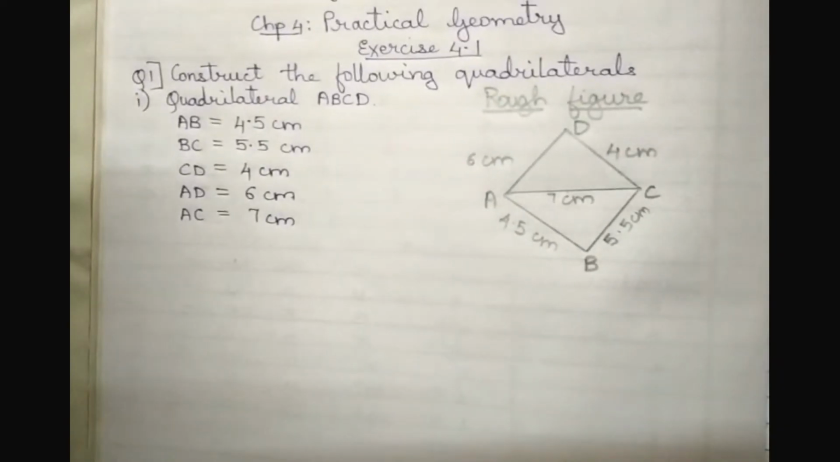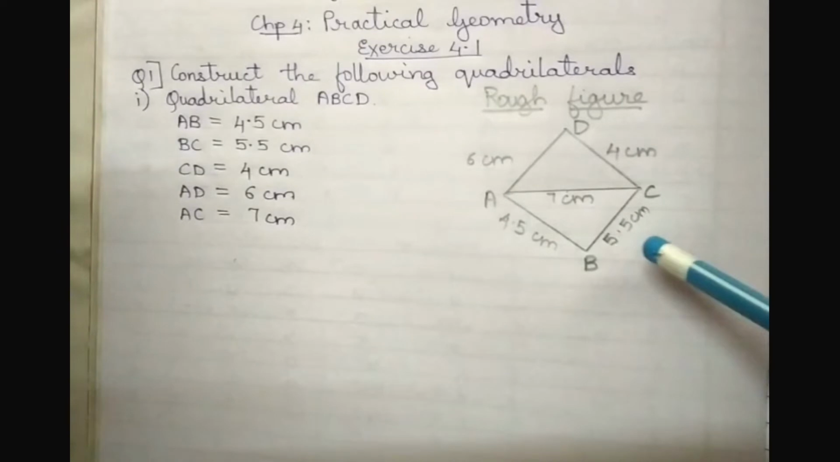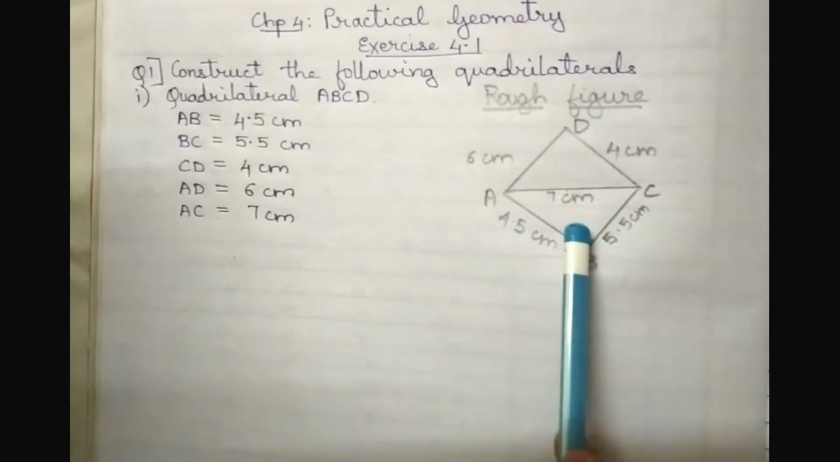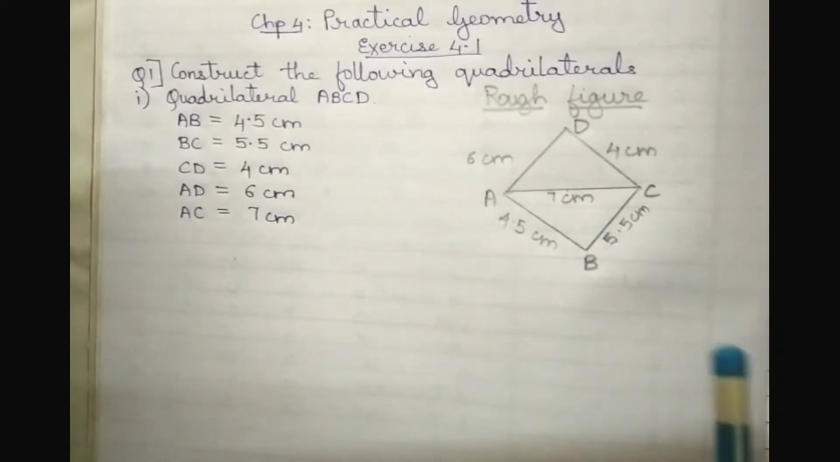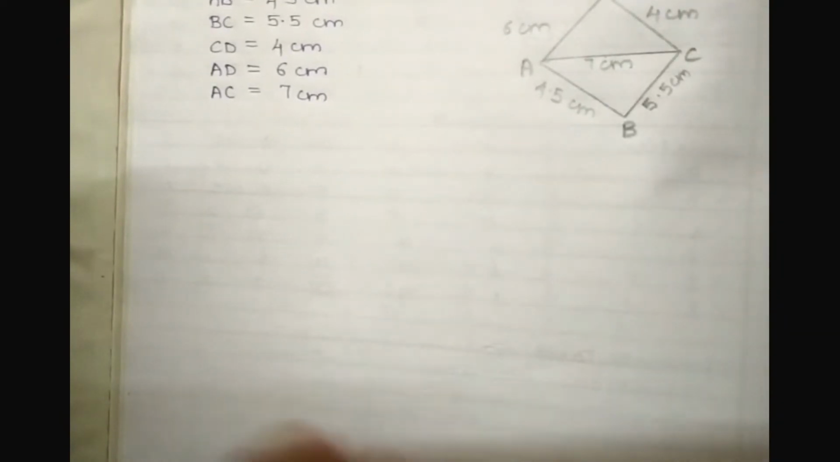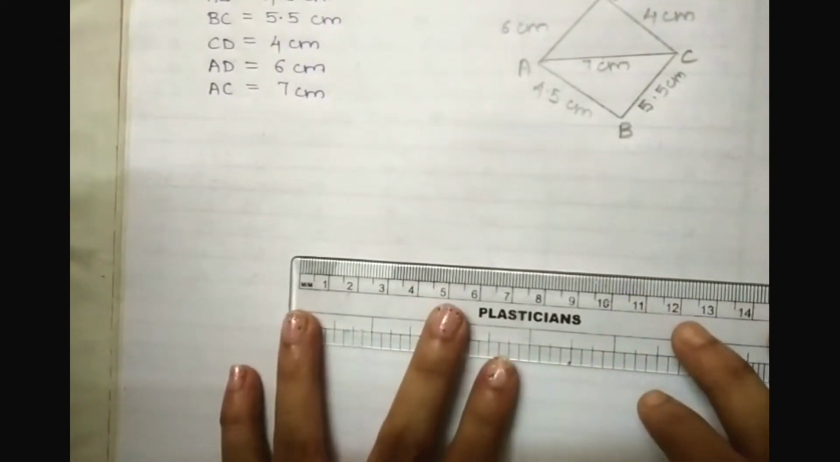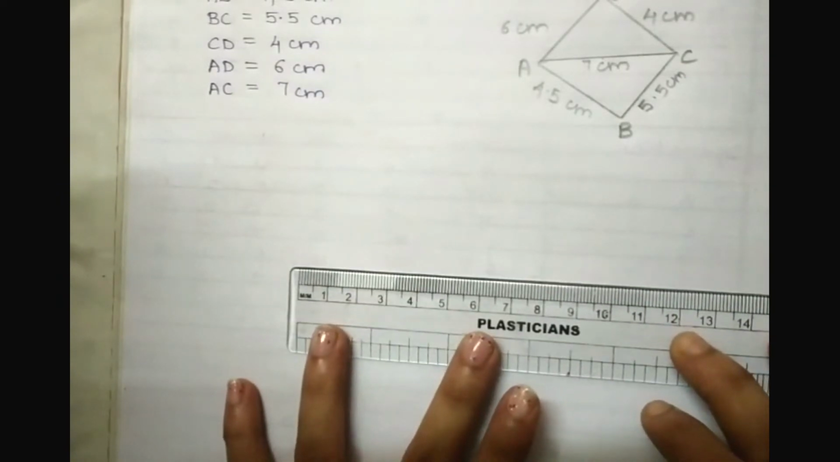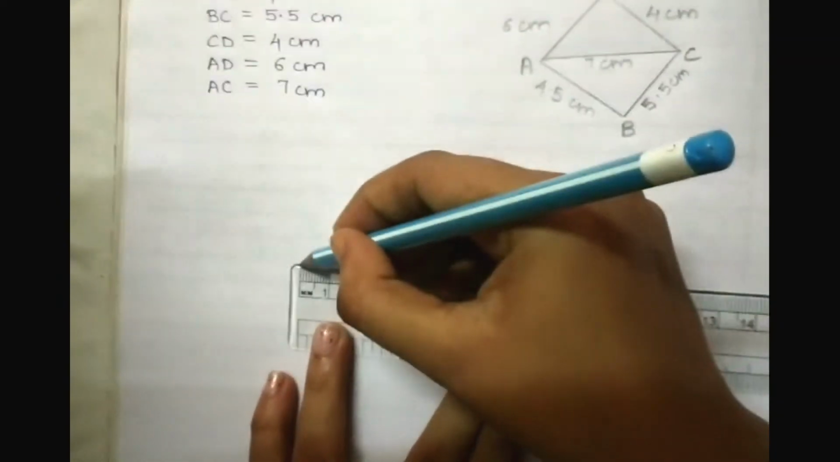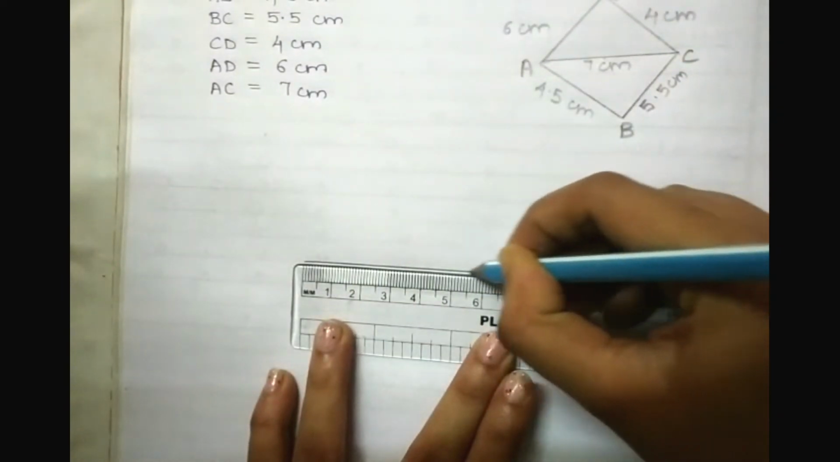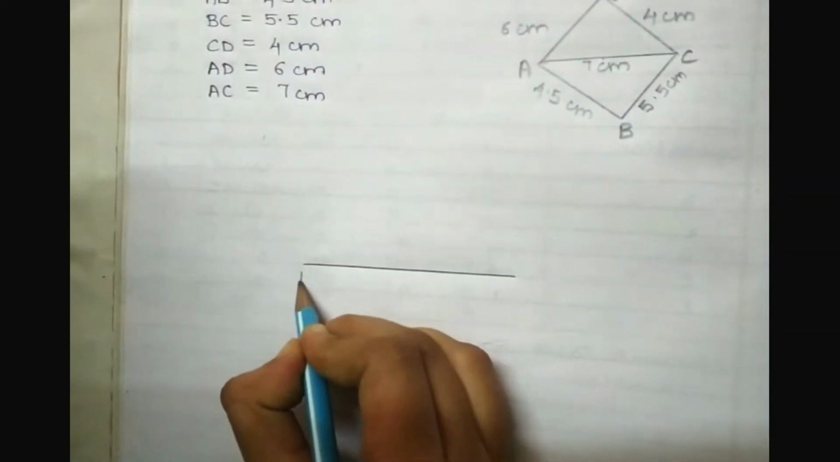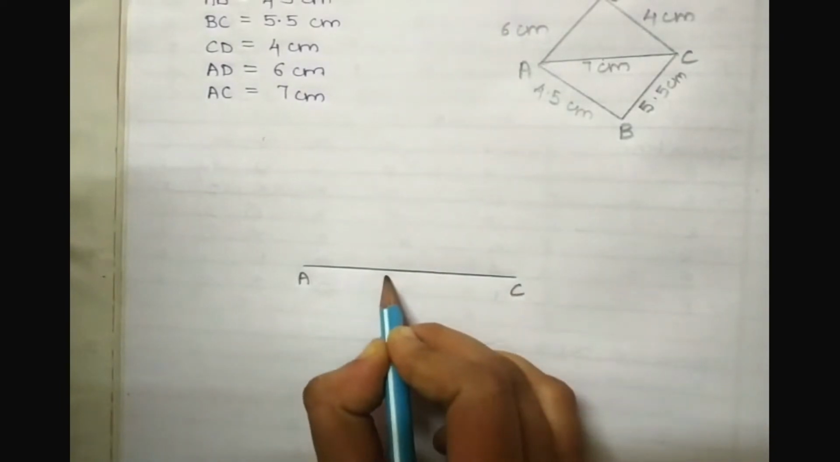Now students, whenever we have any such figure where the 4 sides of a quadrilateral are given to us and one diagonal is given to us, we will always start our construction from the diagonal. That is, we will construct the diagonal first. Here our diagonal AC is 7 centimeter. So I will first draw a diagonal of 7 centimeter. This is AC, which is 7 centimeter.